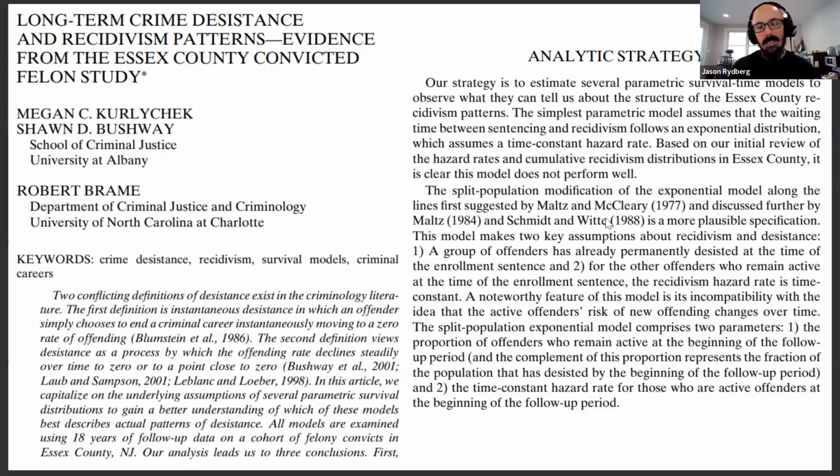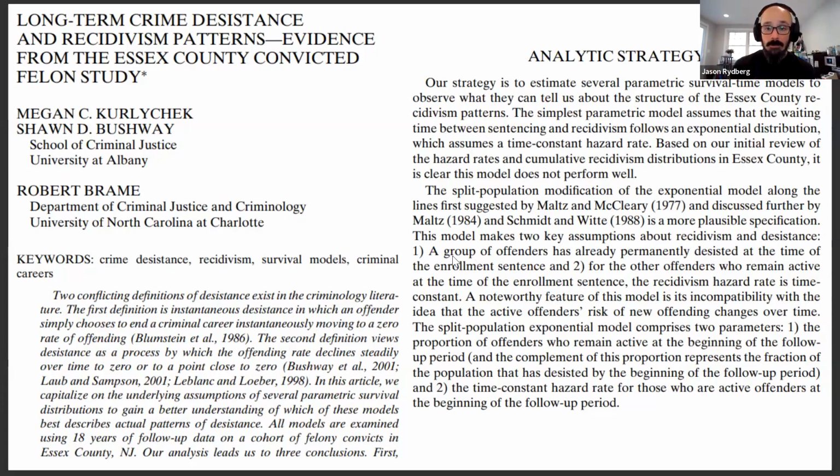You might remember McCleary from the autoregressive integrated moving average models. So he's very active with this stuff after completing his dissertation. So they know how to do it. It's just not applicable in software yet. Now it is. So this model makes two key assumptions about recidivism and desistance.